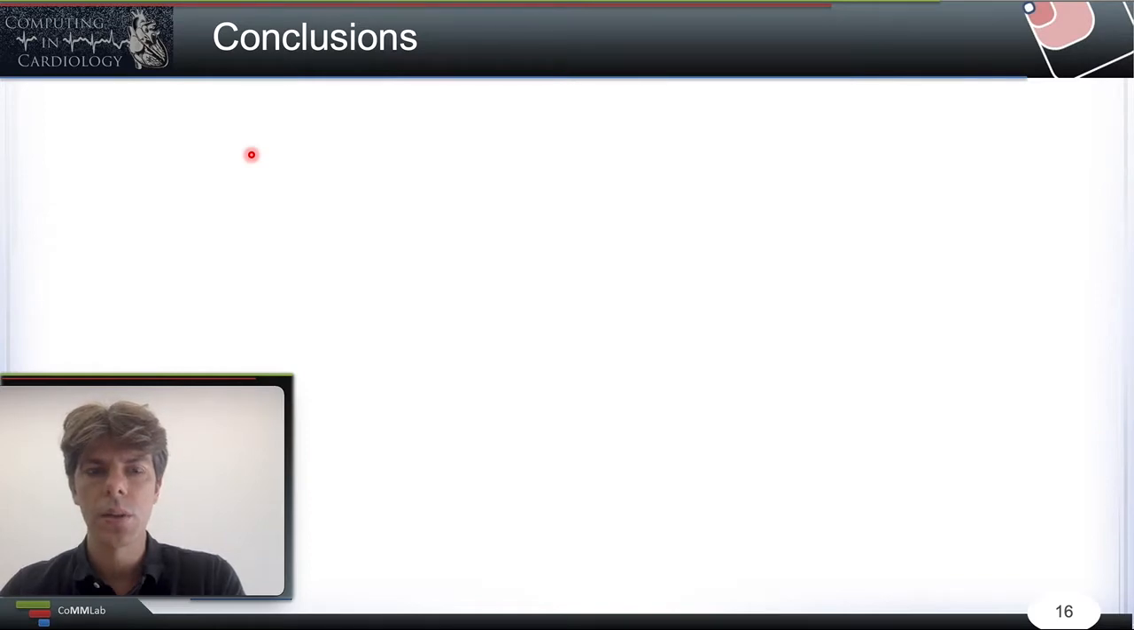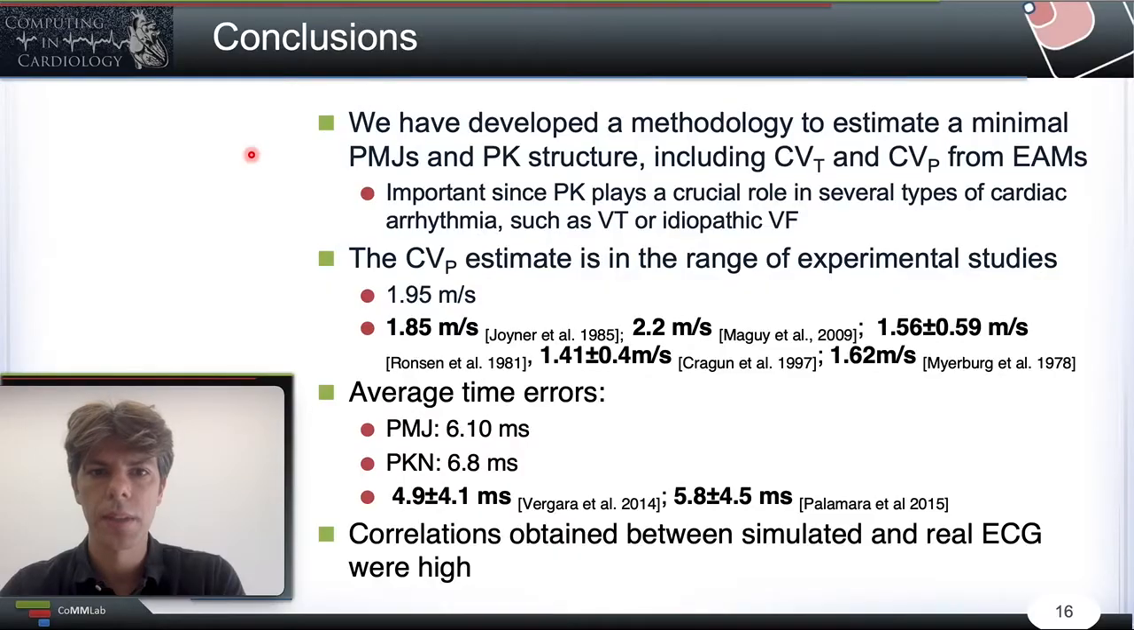So, in conclusion of this work, we have developed a methodology to estimate the minimal Purkinje myocardial junctions and Purkinje structure, including also the conduction velocity in the Purkinje tissue. And we think that this is important because in some cases we are going to use this computational model to simulate arrhythmias that can be triggered by the Purkinje system or even sustained. So the structure is important.